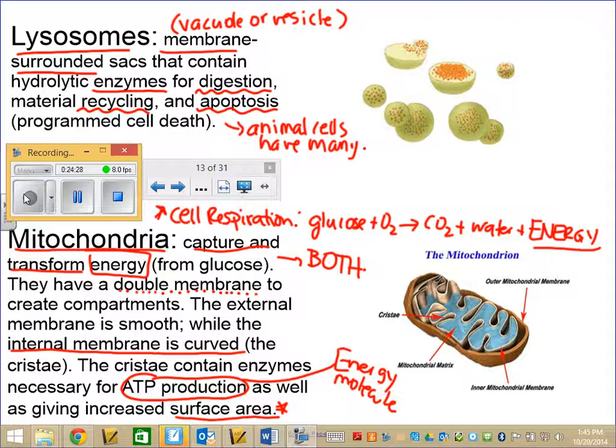Before we go on to the next set of organelles, does anyone have any questions that they'd like to ask about lysosomes or mitochondria? Okay.